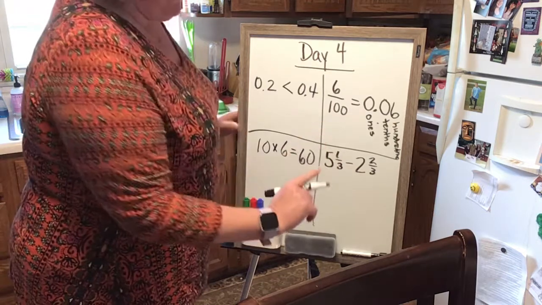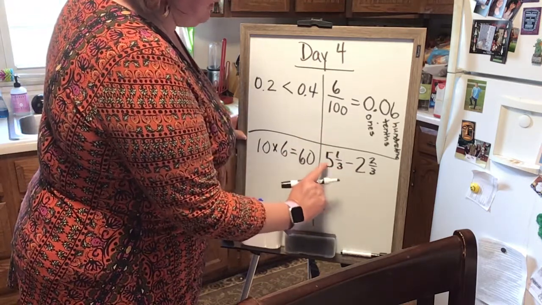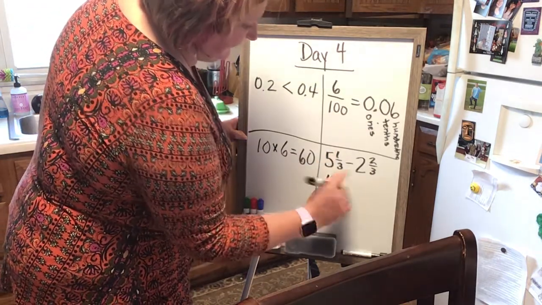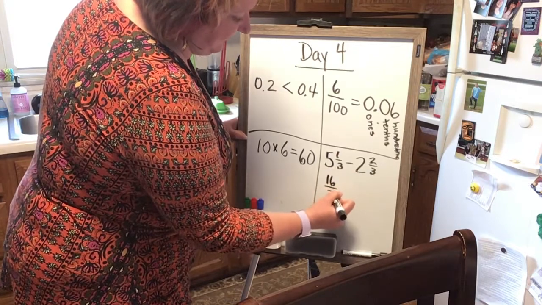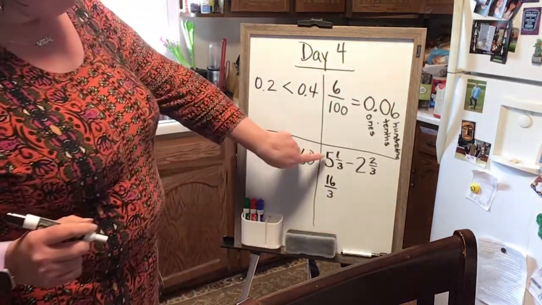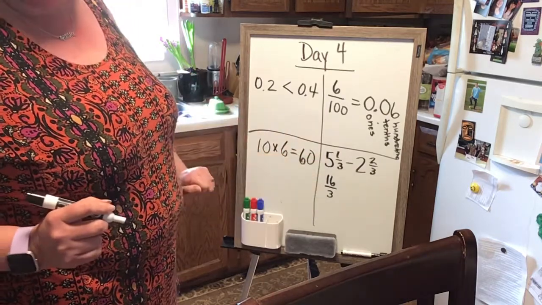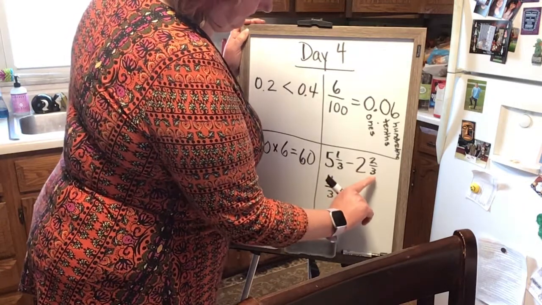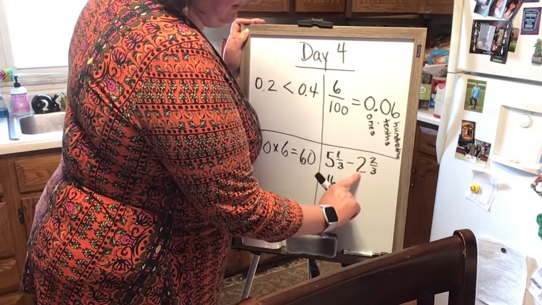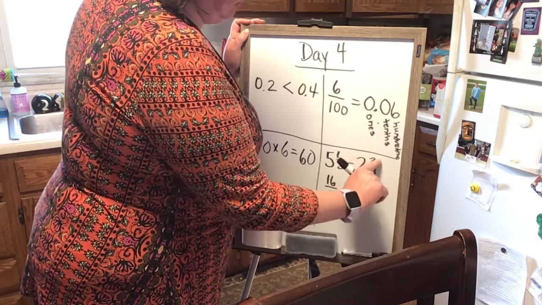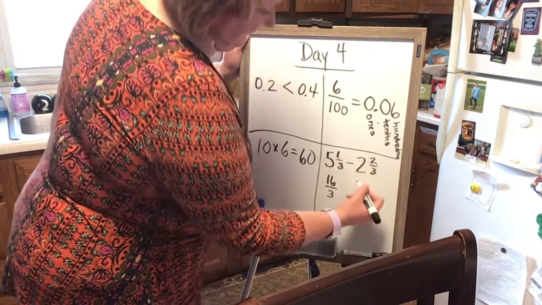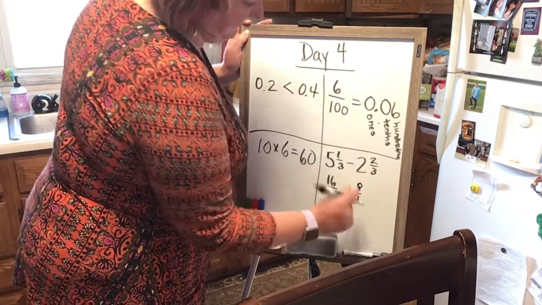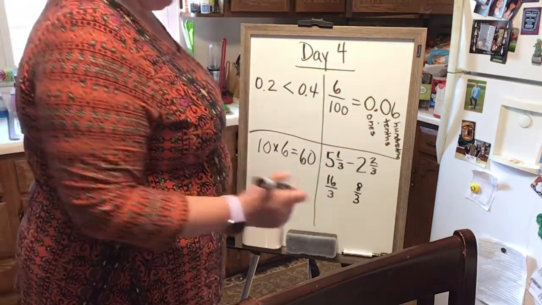So what I mean by all that, you would do 3 times 5 is 15, plus 1 makes 16, and then our denominator of the problem is 3. So you just bring that down. So 5 1/3 actually is the same thing as 16/3. Okay, then we have 2 2/3. We're going to do 3 times 2, that's 6, and then you add your numerator. 6 plus 2 becomes 8, and then put that over your denominator in the problem. So 2 2/3 turns into 8/3.